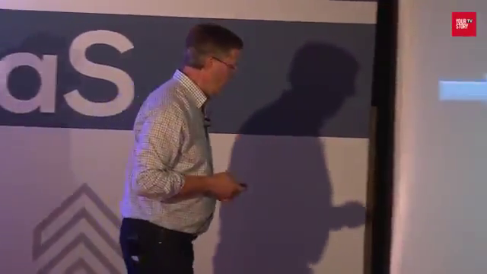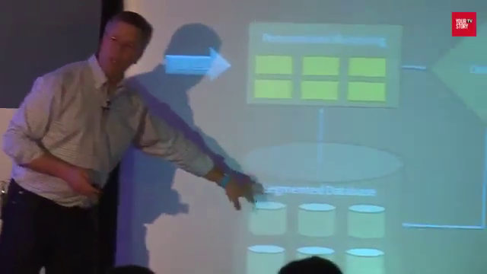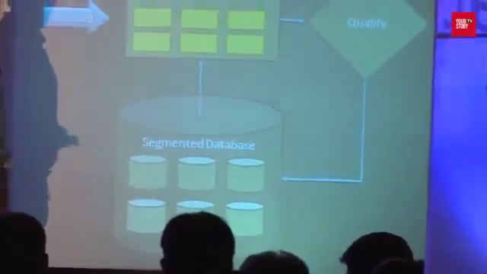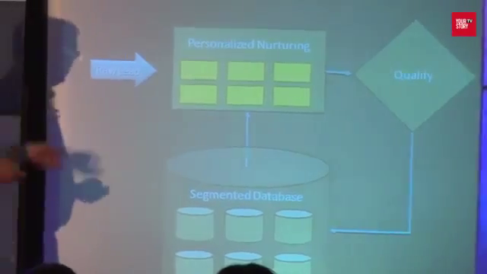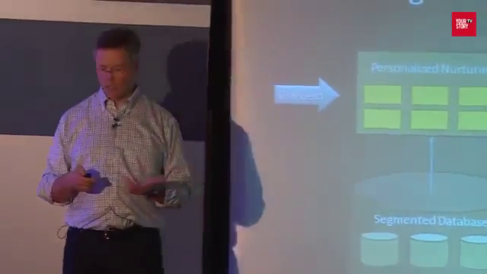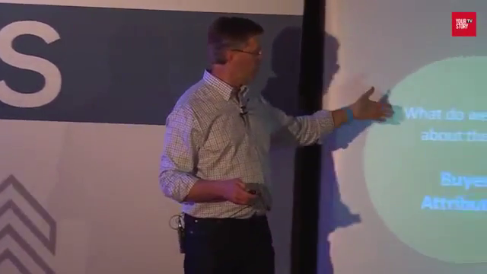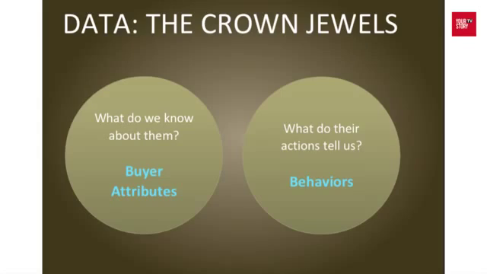So what we're going to want to do here is have a way to look at our database of people and segment them according to different characteristics and send personalized emails out to them in this phase here. And that requires us to have two kinds of data. The crown jewels of marketing are buyer attributes, the factual information, what company name, how big is the company, what vertical is it in, and then behavioral data.